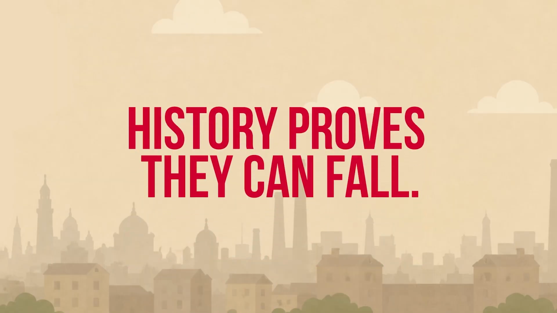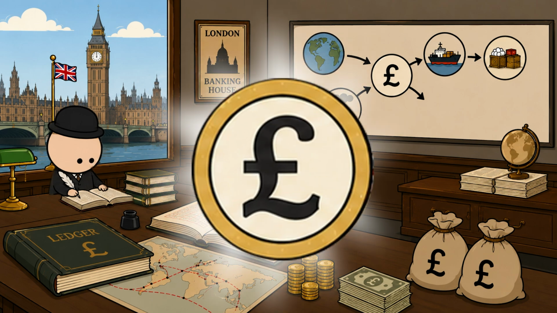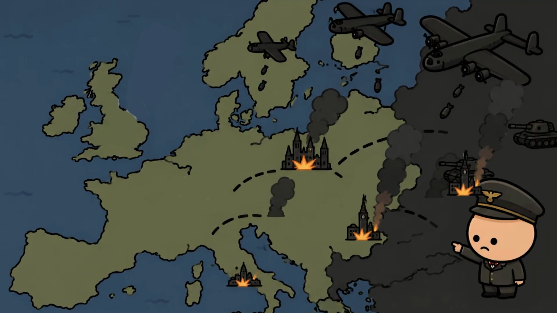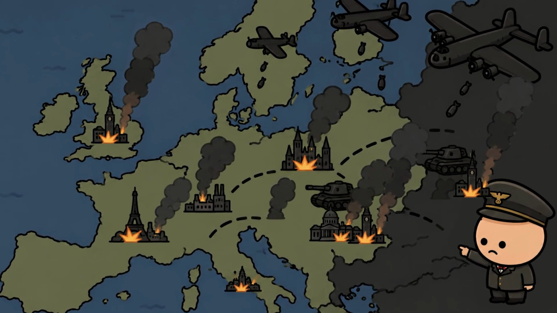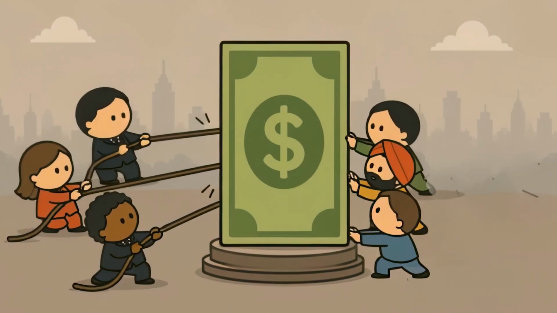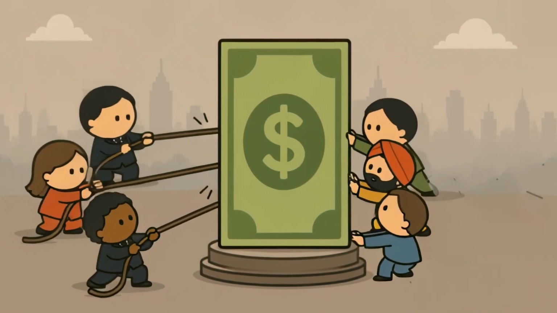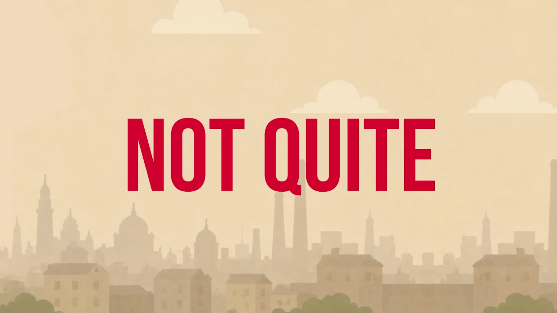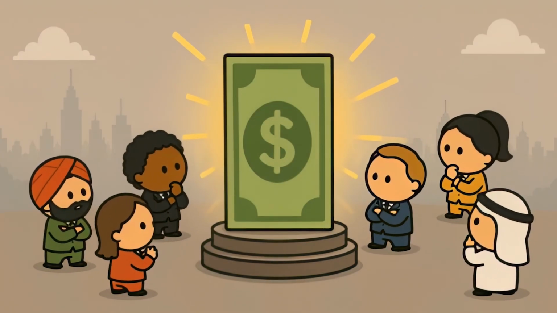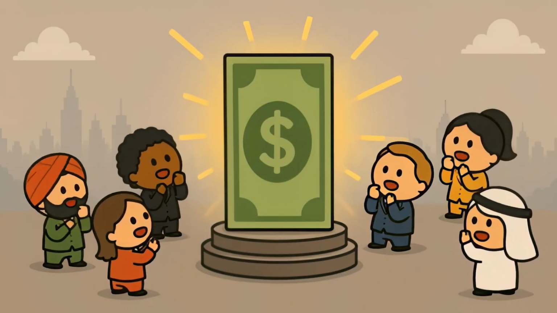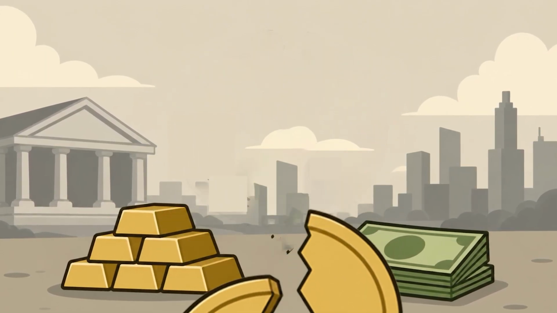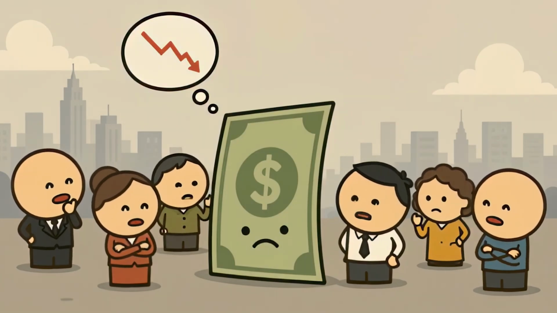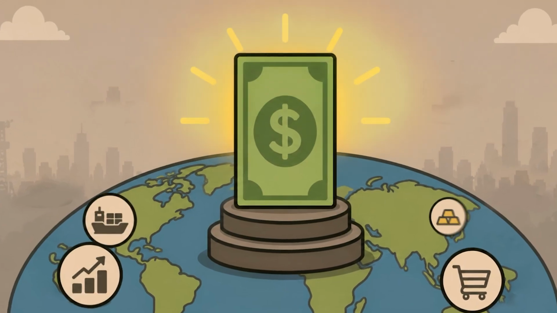History proves they can fall. The British pound did, but it took 2 world wars and a massive shift in global power to make it happen. Which raises the real question: are the forces pushing against the dollar today strong enough to do the same? So far, not quite. Which is exactly what makes the story of the dollar so remarkable. Because when the gold standard collapsed in 1971, many people thought the dollar's best days were behind it. Instead, it became even more central to the world economy.